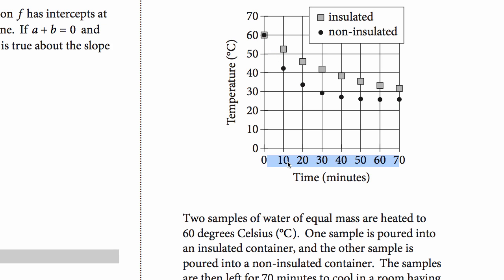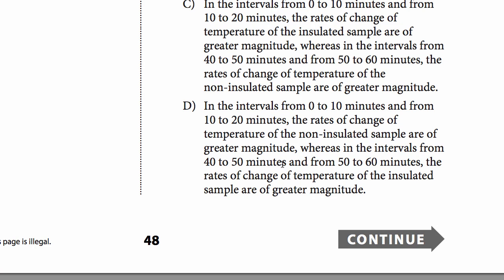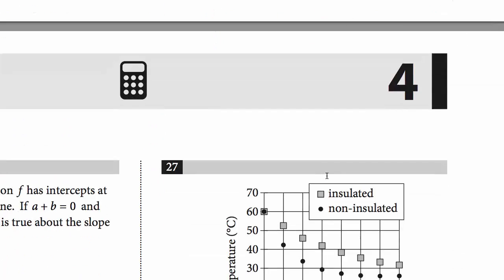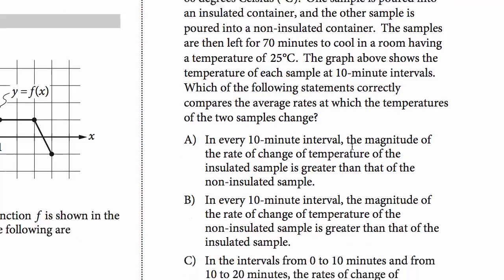Now let's just read the second part of it. Second part says, "And from 40 to 50 and 50 to 60, the rates of change of temperature of the insulated sample are the greatest." Well, that kind of makes sense, right? Because we look back and we said, well, the insulated one, I'll use a different color, insulated one kind of goes from there to there, there to there, there to there, whereas this one was kind of flat. So that's true. So you got to go with choice D and just move on.